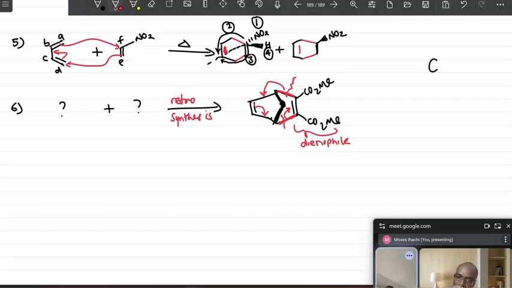Oh, okay. We're going to have a triple bond dienophile on that side. I figured because they're two pi bonds. Yeah, so the trick was to identify where the dienophile is. Okay.